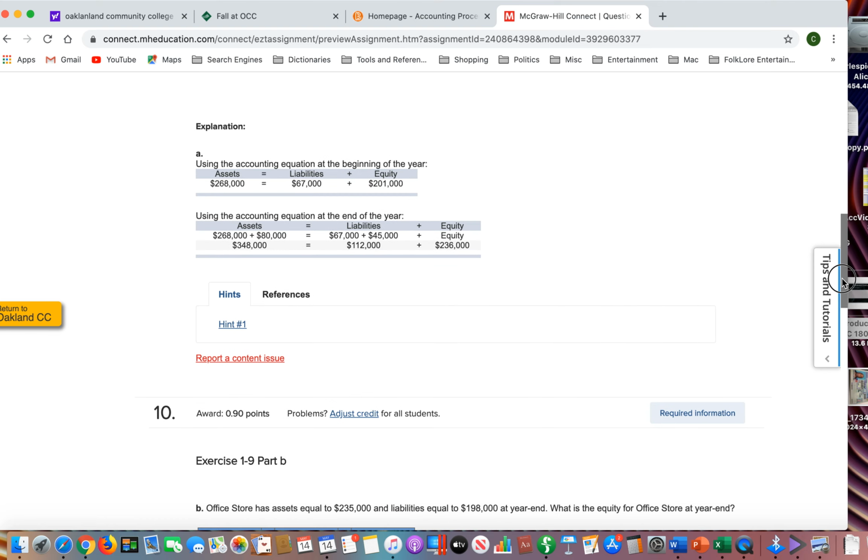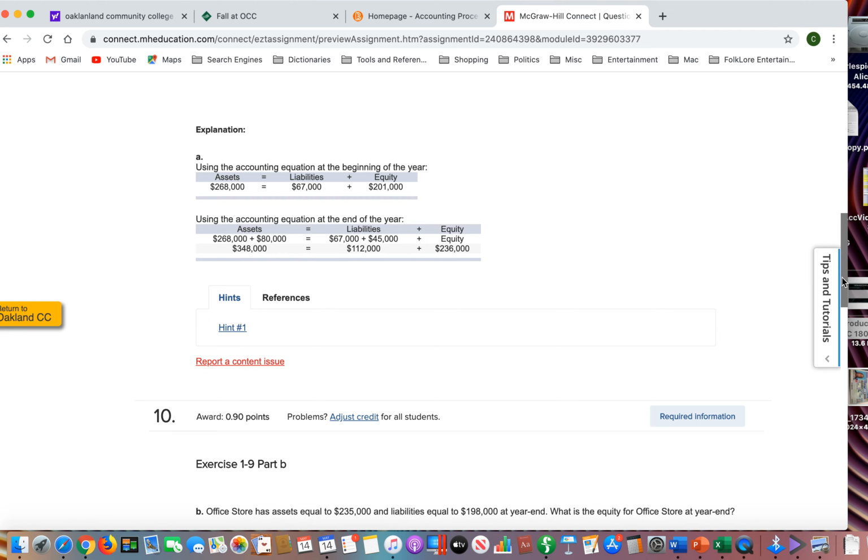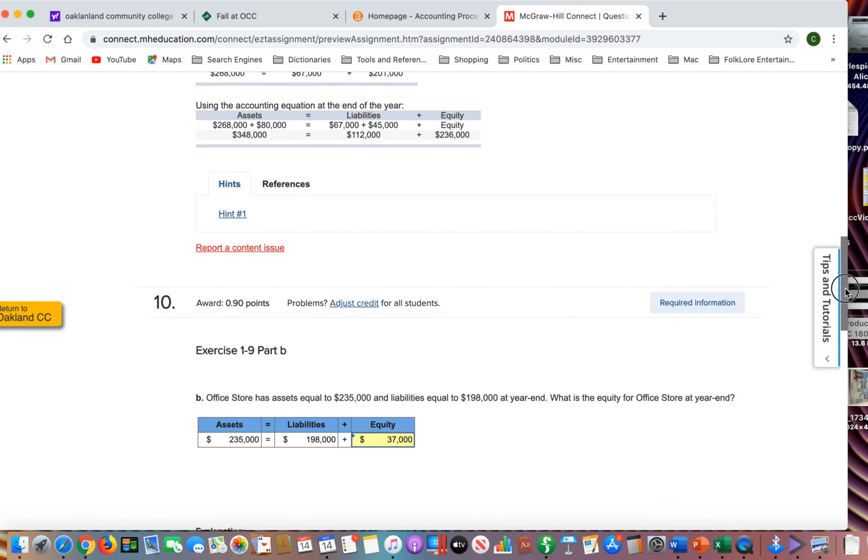Oh, okay, another problem. Office store has assets of $235,000 and liabilities of $198,000. So what's your equity? It's the difference between the two, right? It should be about $37,000. There you go.